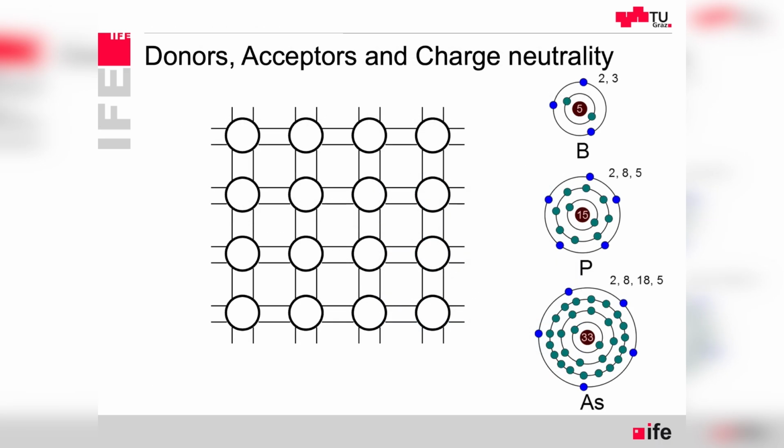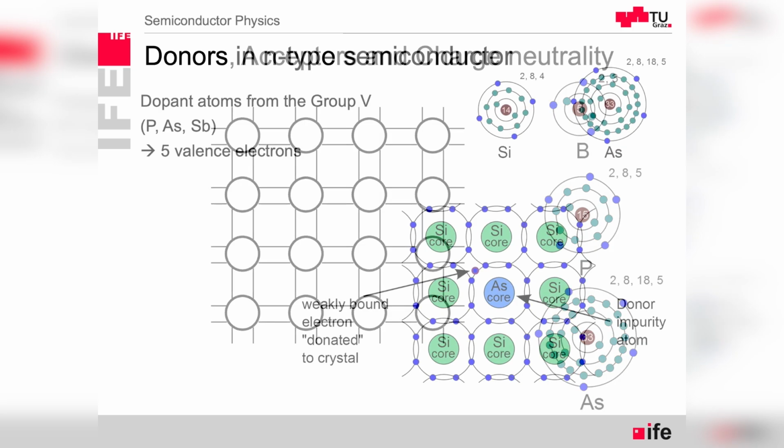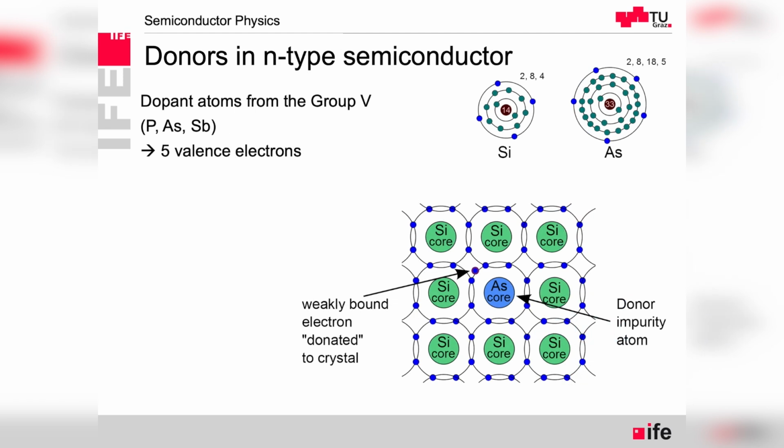And what we do when doping is replacing one atom in this structure with a different atom. So we can also draw this lattice model like that, and we can imagine that all of them are silicon atoms, and we will be replacing them with either boron or phosphorus or arsenic. So let's have a look at what happens when we do that.